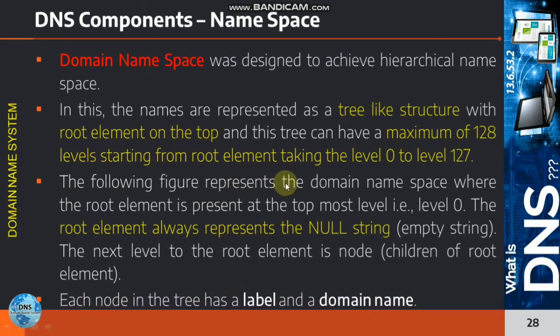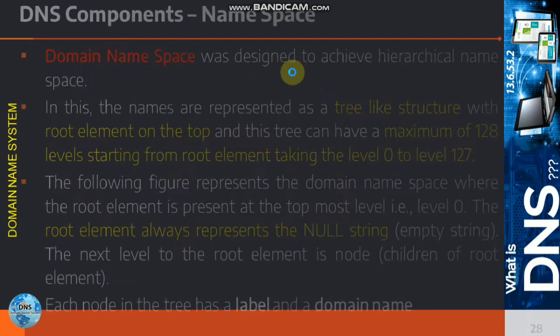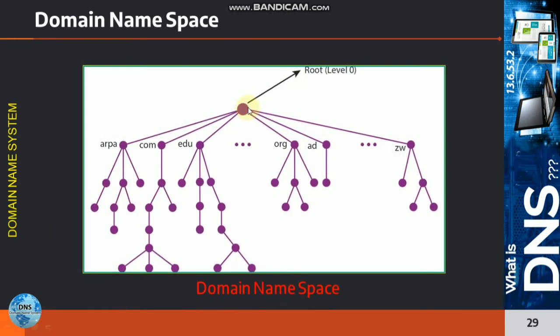The following image represents the domain namespace, where the root element is present at the topmost level, that is level 0, and the root element always represents the null string. The next level of the root element is called a node. Here, this is level 0, which has the null value, and here starts level 1, and all these are called nodes.